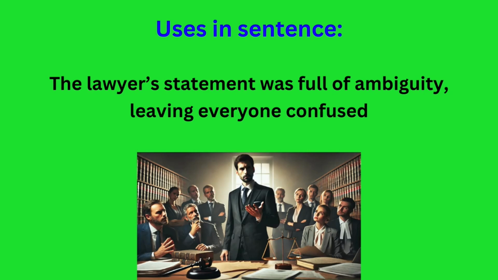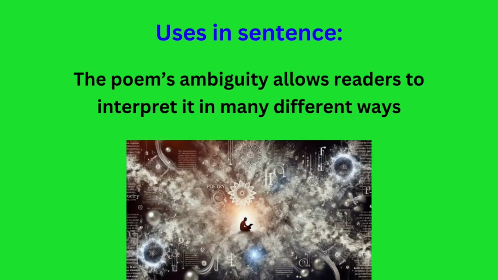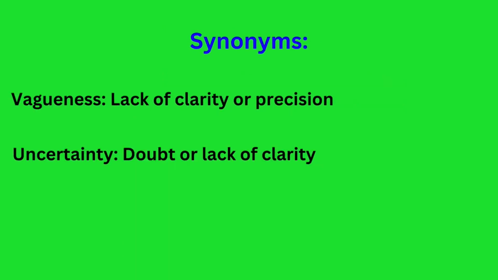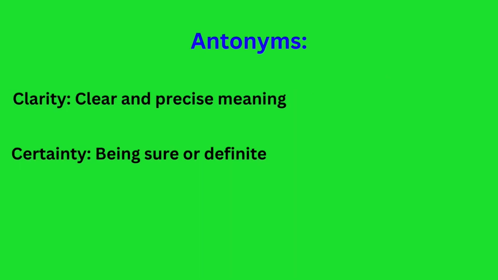Let's try another example. The poem's ambiguity allows readers to interpret it in many different ways. Now it's your turn. If you understand the word, comment below with your own sentence using ambiguity. Some related terms for ambiguity are vagueness, lack of clarity or precision, uncertainty, doubt or lack of clarity. Antonyms: the opposite of ambiguity would be clarity, clear and precise meaning, certainty, being sure or definite.